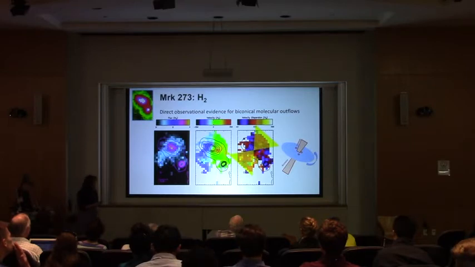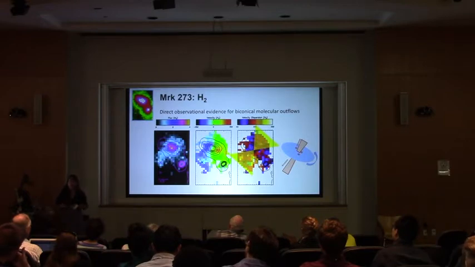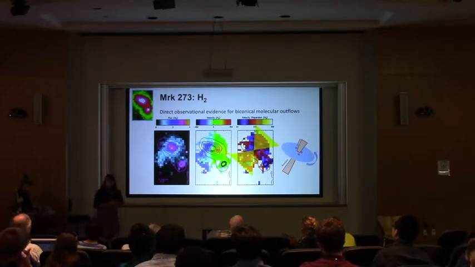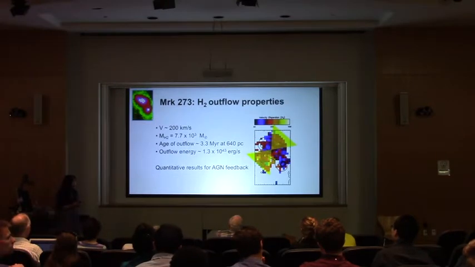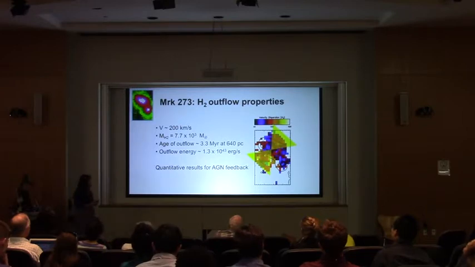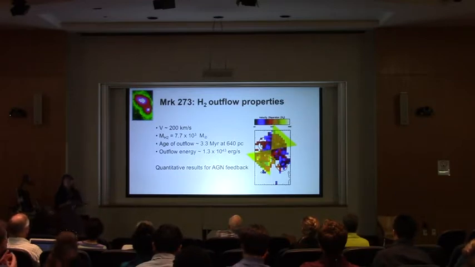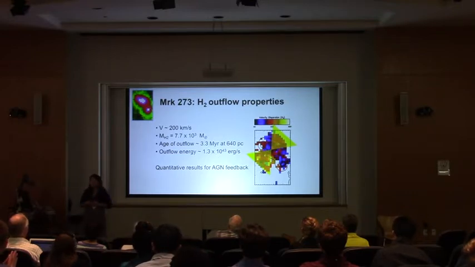And so this is really exciting, being that we're able to see the smoking gun signature of some of those galactic-scale outflows that I alluded to earlier. And we can also, using our data, quantify these outflow properties, such as the velocity, the masses, the age of the outflow, and also its energy. And so these are direct quantitative results, in this case, that we can compare to the FIRE simulations to help constrain feedback physics.